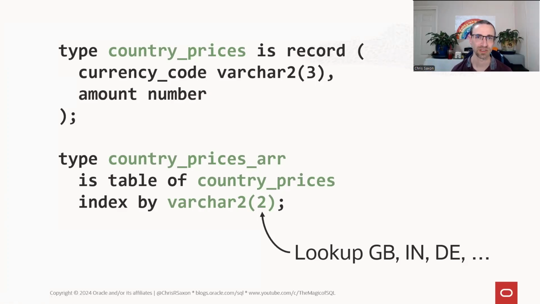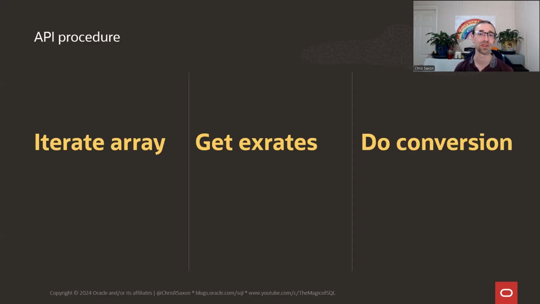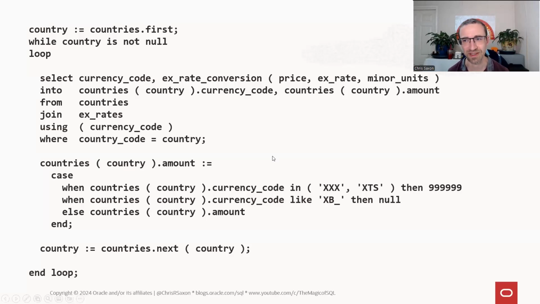What are we actually going to do in the procedure? Well, we've got to loop through that array. We've got our array of countries, loop through them. And for each one, we want to get the exchange rates. So we've got the data stored in a table, find the corresponding currency for that country, find its exchange rate, and then do the conversion, call that function that we just built. We can do that and it will produce some code that looks a bit like this.